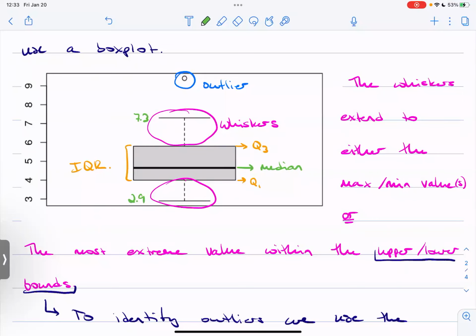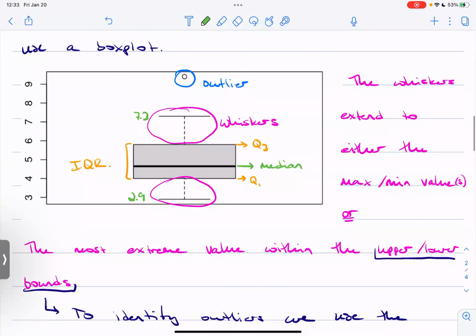Nice. Can we say that 2.9 is lower bound as well as in this case?